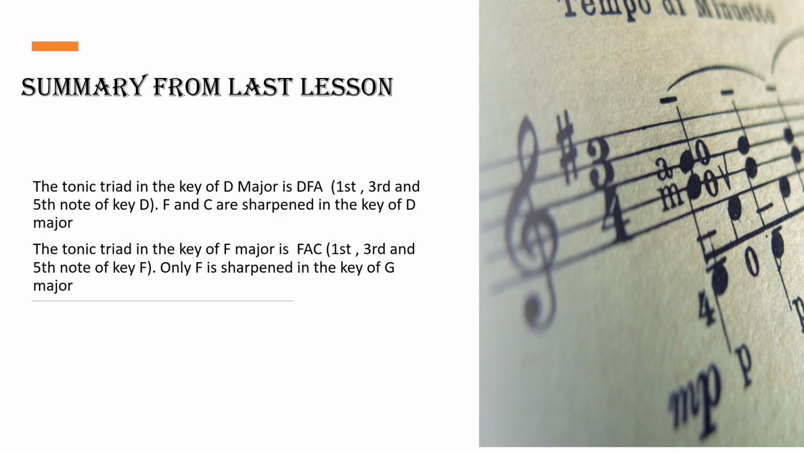Also in the key of F major, F is the root and the tonic, we have A as the third from F, and C as the fifth from F, and that gives us our triad for the key of F. Of course, we have just F being sharpened in the key of G.